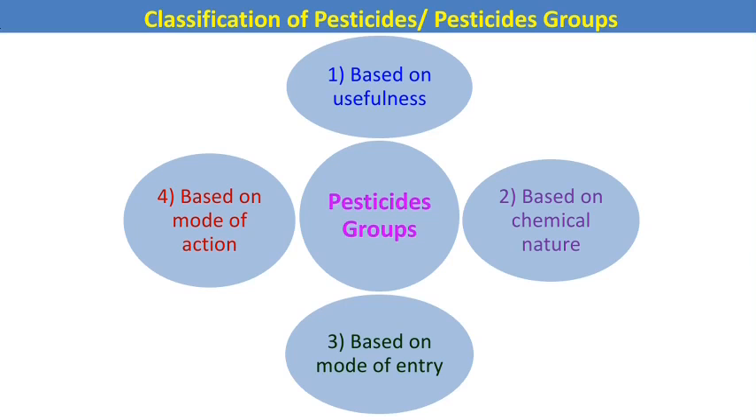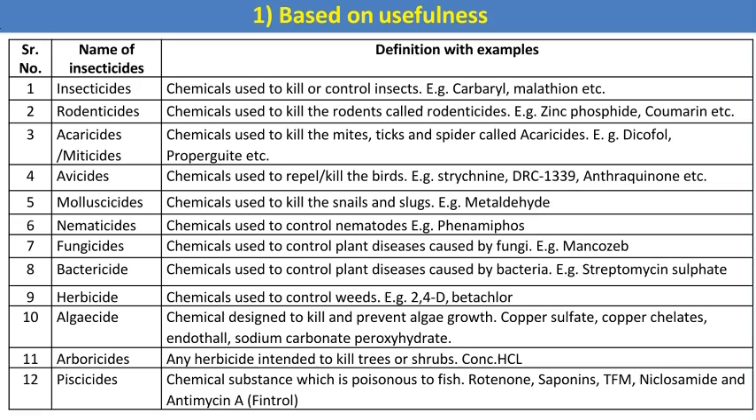Here, basically, the insecticides or pesticides are grouped into four major categories. The first one is based on the usefulness, then based on the chemical nature, based on the mode of entry, and based on the mode of action. So let us see one by one. The first category is based on the usefulness.